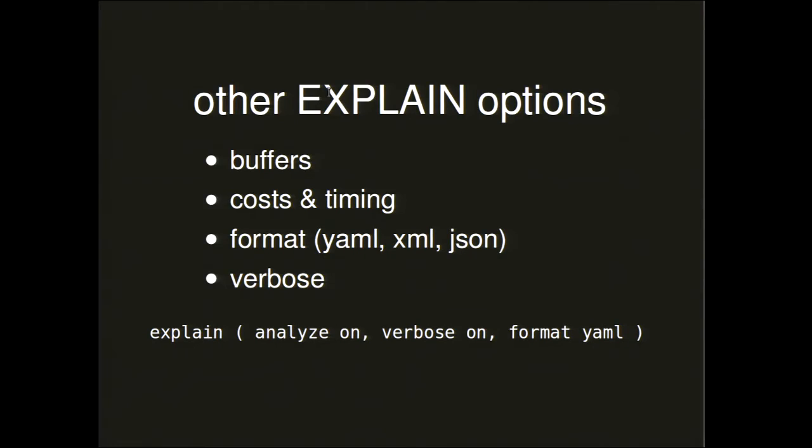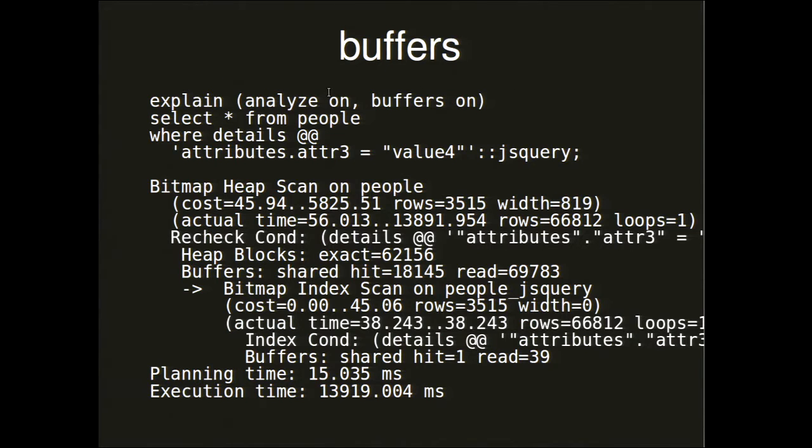And honestly, I think costs as a parameter, the ability to turn costs off, is just for completeness. We gave you the ability to turn everything else off, so we might as well add costs off. I don't know what you'd use that for, but it's there. However, buffers, format, and verbose are all useful. So let's actually show a couple examples.